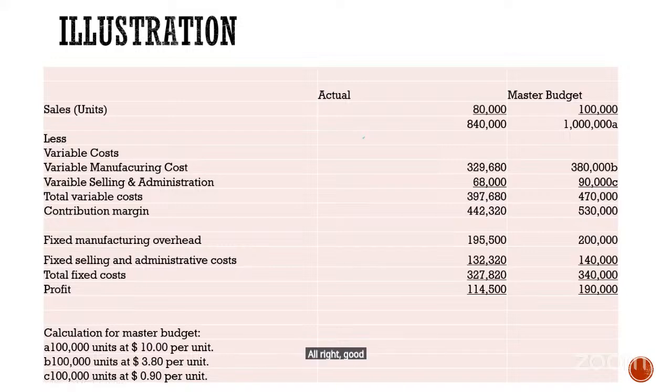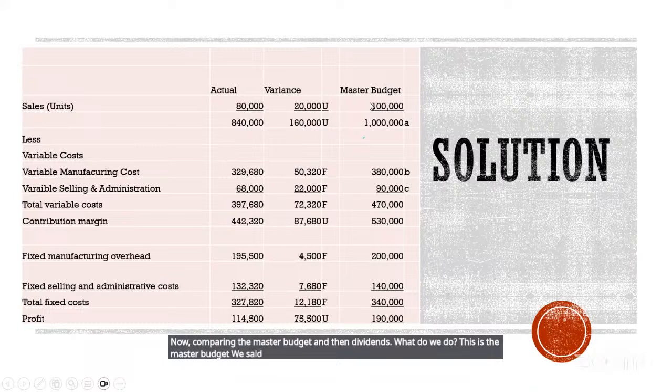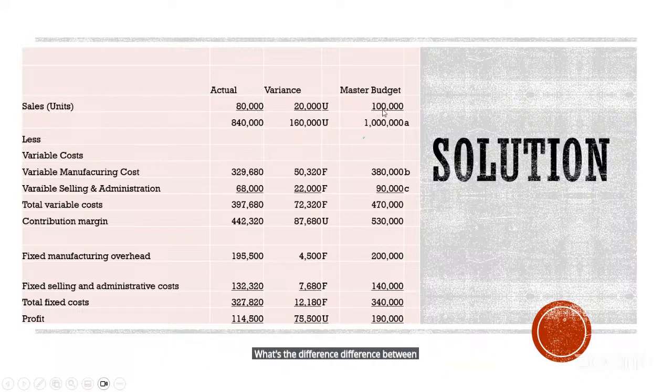Now let's go to the workings. Look at the solution here. We have the master budget, we have the variance, we have the actual. So we're comparing the master budget and the actual. We said we're going to sell 100,000 units. We end up selling 80,000 units. What's the difference? 100,000 minus 80,000.